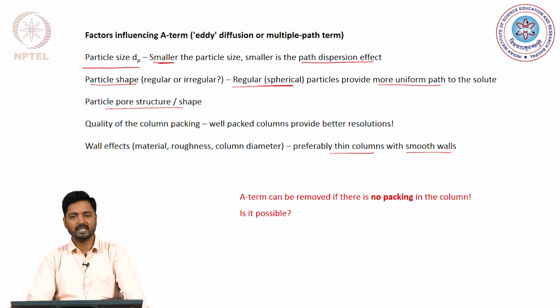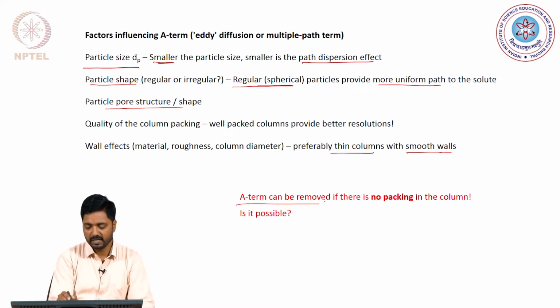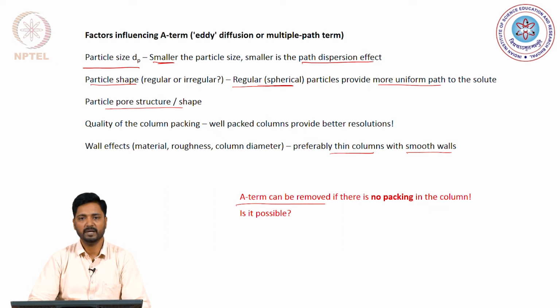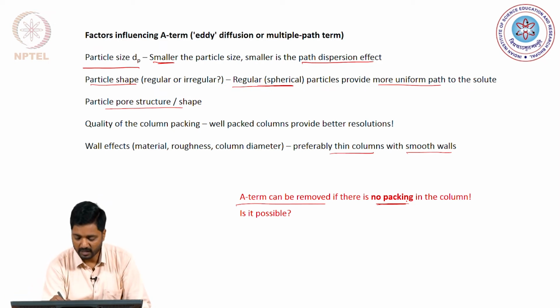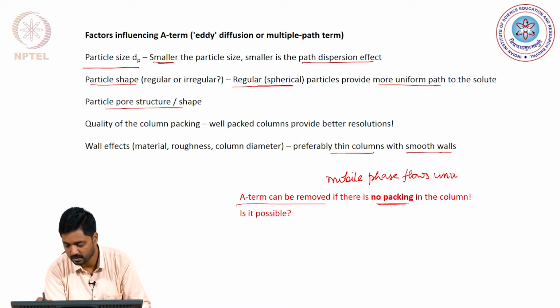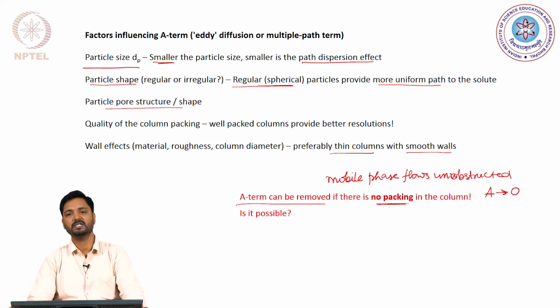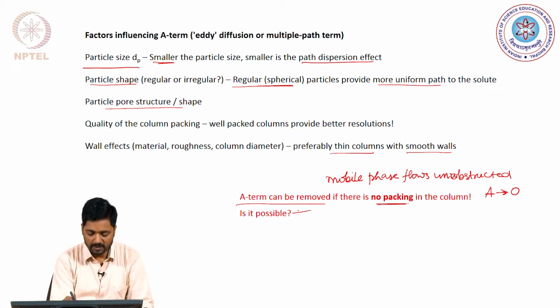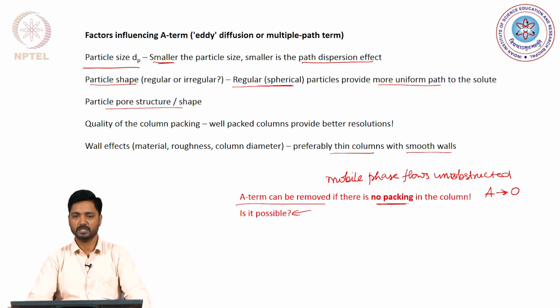Now, what we can think here is that the A term can indeed be completely removed from the plate height calculations if we are able to use no packing material in the column, or if the mobile phase flow is unobstructed. So, the mobile phase flowing unobstructed will result in the A term going to 0, which is what would be an ideal case scenario. For today's class, I will leave this question to you: is it possible? In the subsequent classes, we will see how this is made possible.